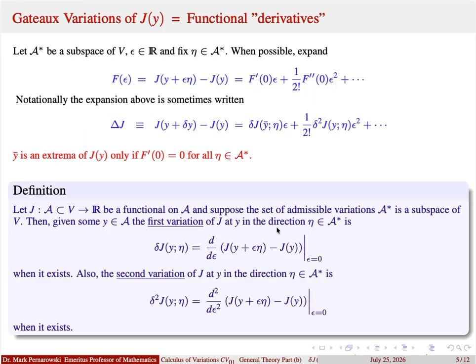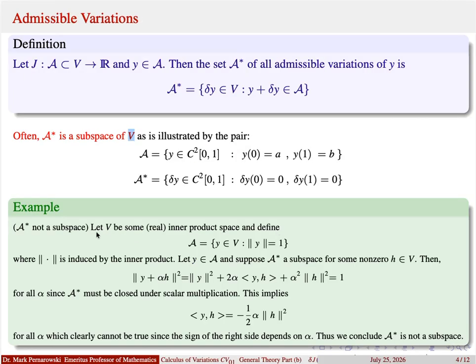I'm not going to dwell on this, but here's an example below here. Not all A stars are subspaces. A very simple example, which we will have to contend with later, is an admissible set that is all of those y's that have unit length in whatever norm we're talking about. Now the question is: is A star a subspace? So what does that mean?